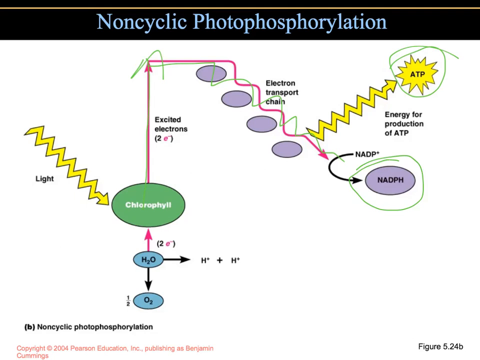Now the electrons that are lost from the chlorophyll molecule are simply replaced by the splitting of water. And this is where oxygen is made. When water gets split apart, the hydrogen ions are here, the electrons are put onto the chlorophyll, and the oxygen is released.